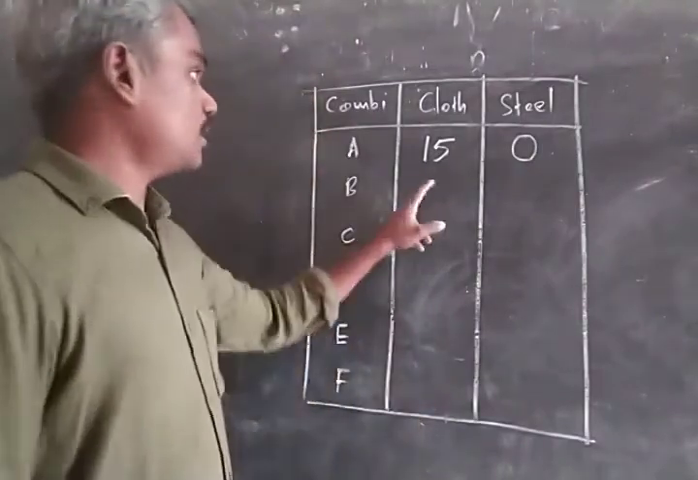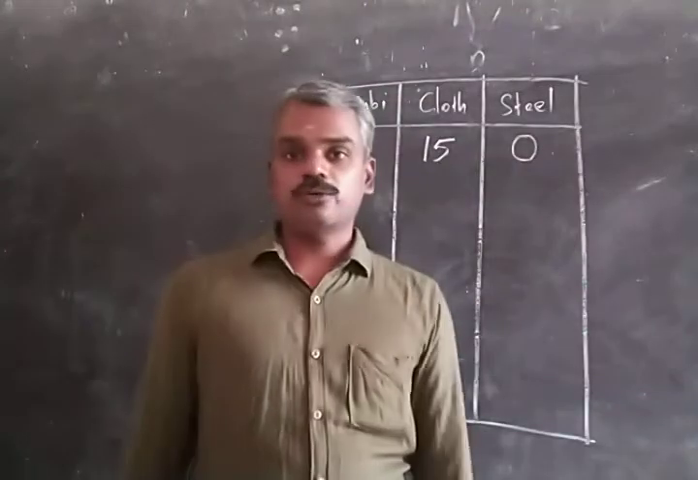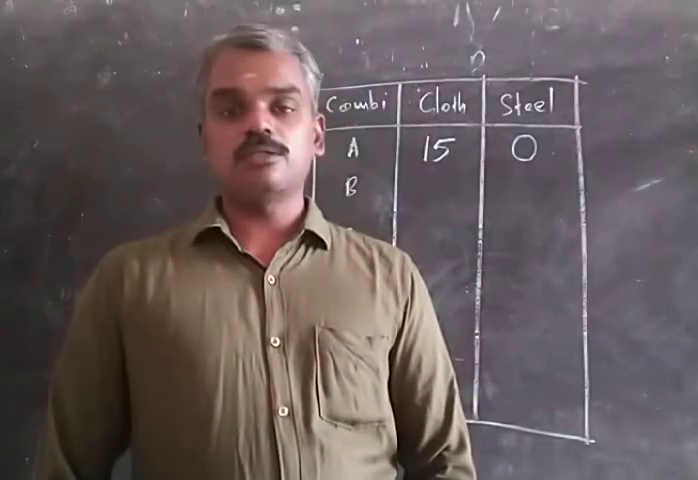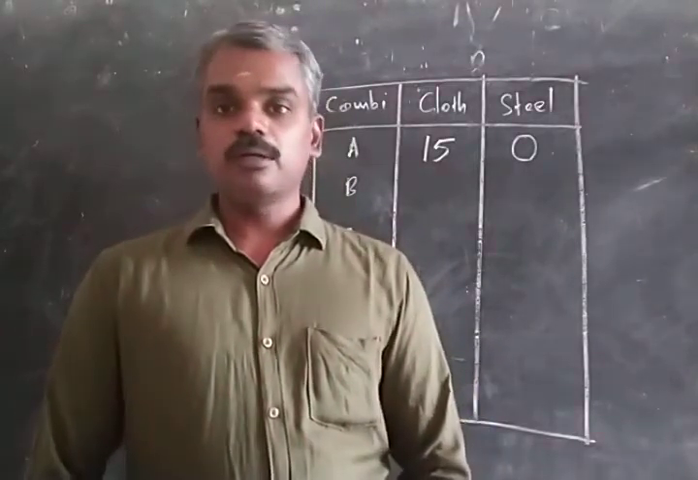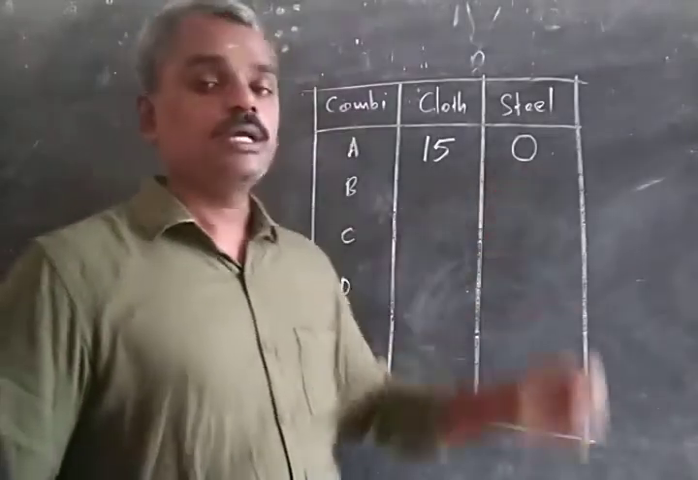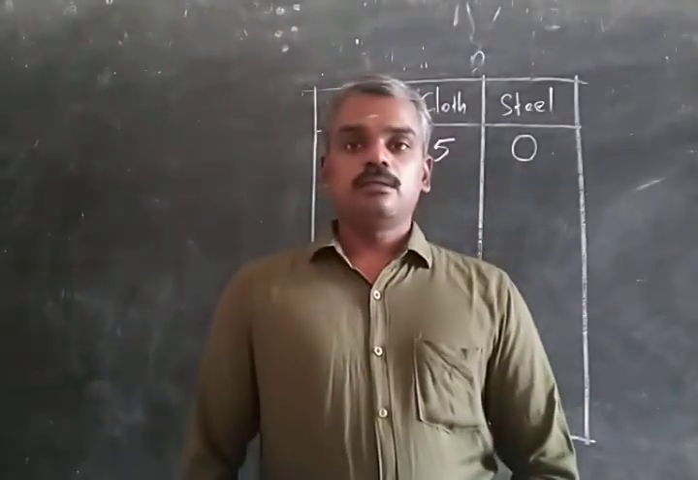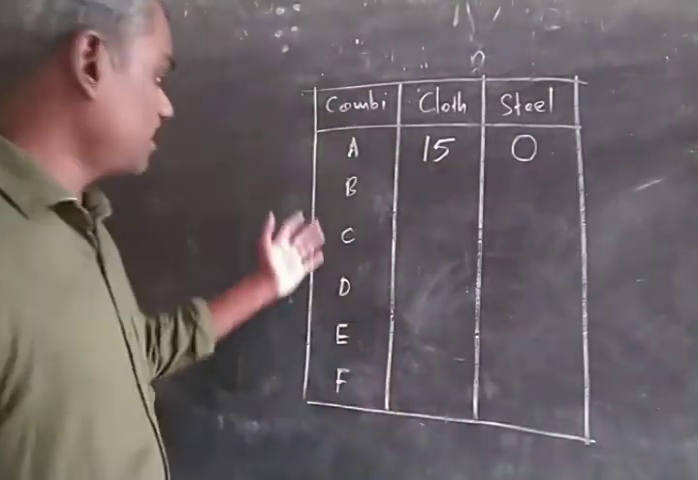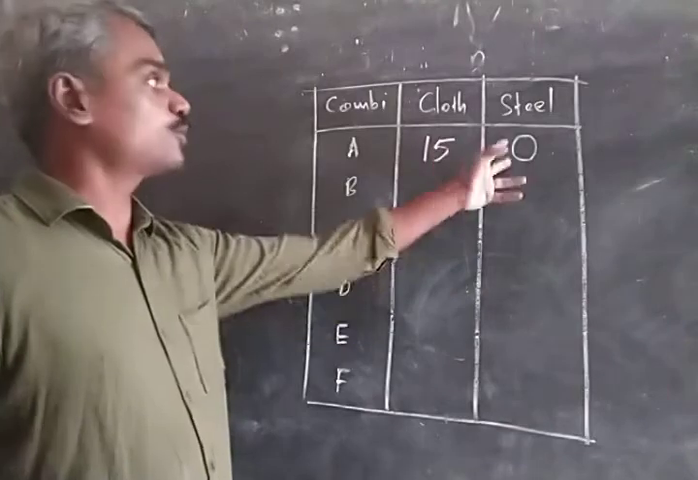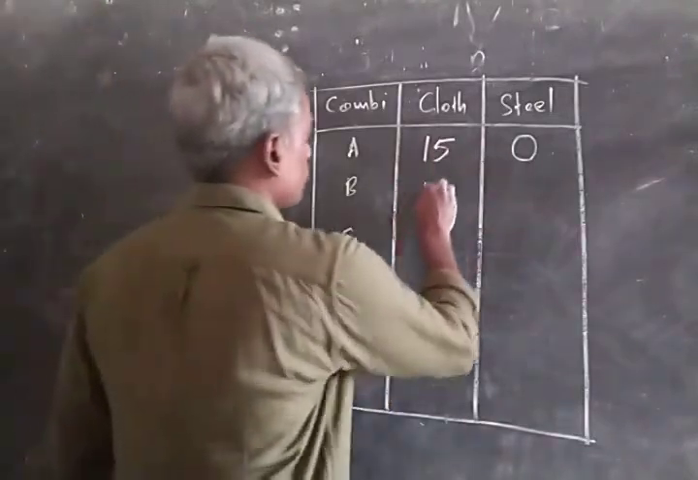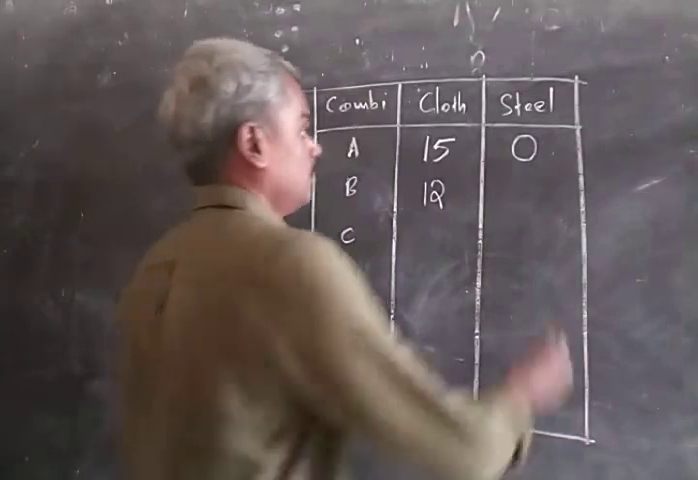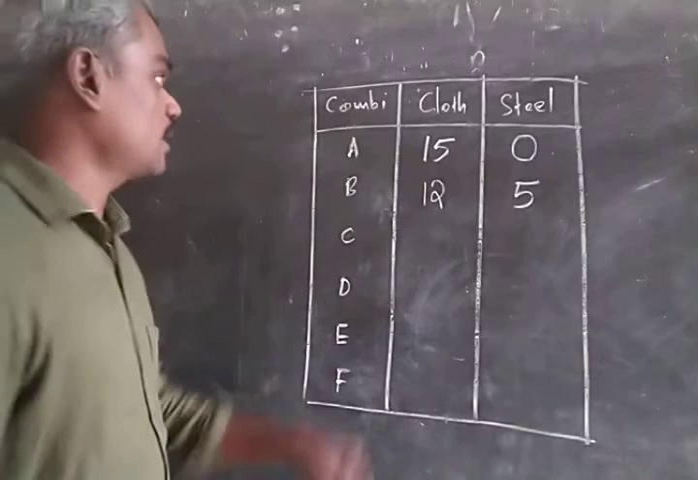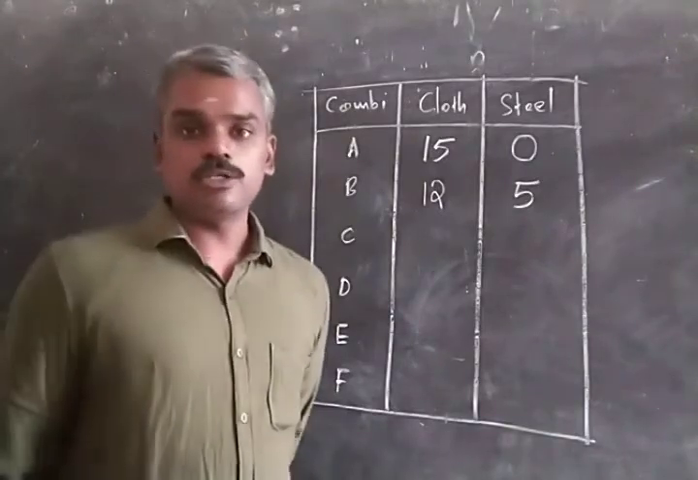Now, 0 is not a choice at all, because people want both commodities. The nation is not involved in international trade, so it cannot import commodities from abroad. Here we are assuming a closed economy, so it needs both cloth and steel. So it cannot have combination A, because there are 0 units of steel. So it diverts some resources from cloth to steel, reducing the production of cloth from 15 to 12 and increasing steel from 0 to 5.